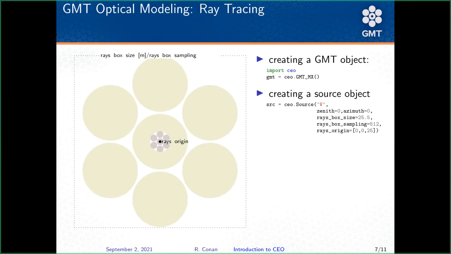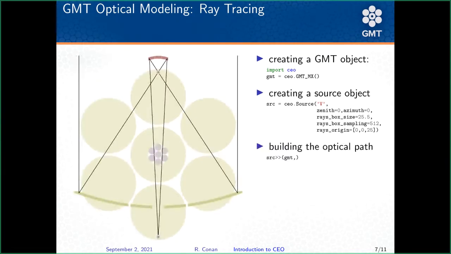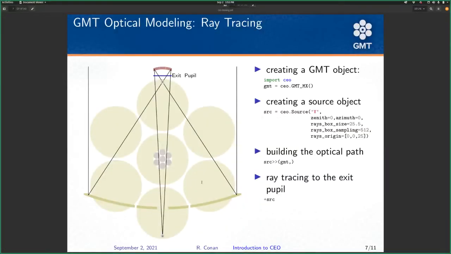So once you have your source, you define your optical path, and you can define it like this. That tells the source that it is going to propagate through the GMT only. And then, when you have the optical path, you can propagate, and you just use this plus operator on the source and then on the propagation. So a very short number of steps to the ray tracing.